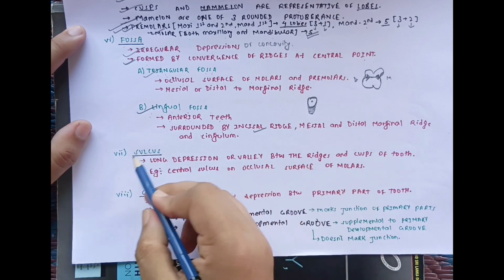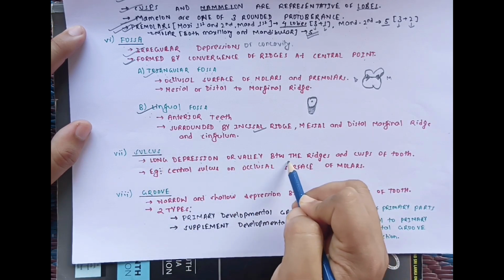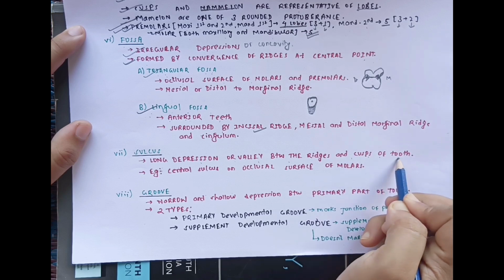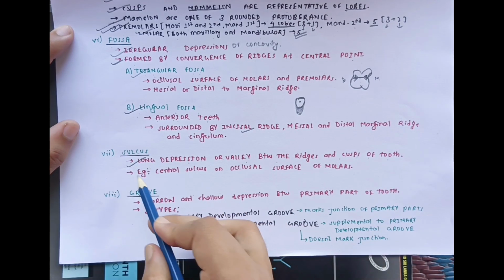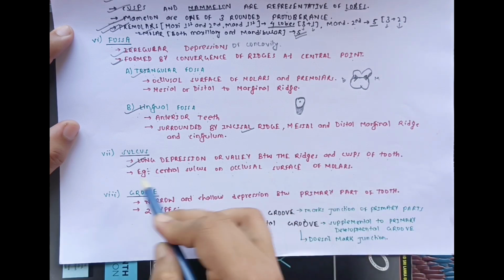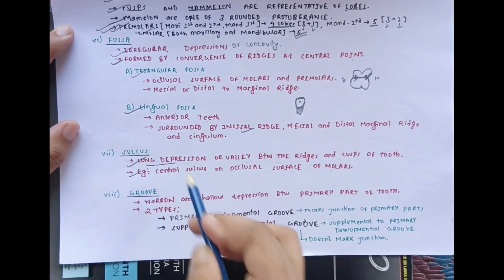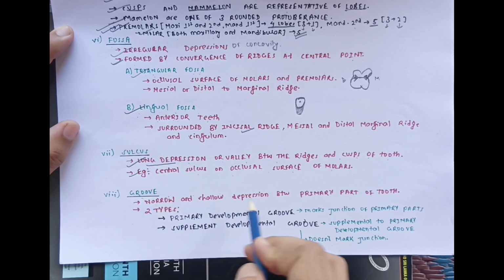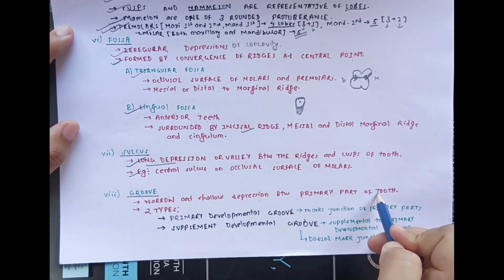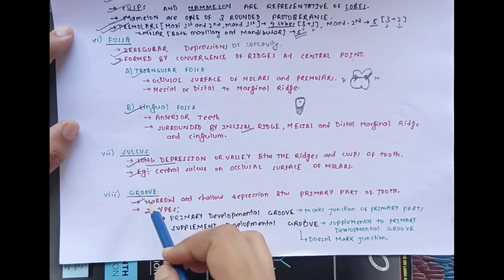Now I will move to the sulcus. A sulcus is a long depression or valley between the ridge and the cusp of the tooth. I have written an example: central sulcus on the occlusal surface of the molar. So sulci are long depressions, and the grooves are narrow and shallow depressions between the primary parts of the tooth. Grooves come under the sulcus; a sulcus usually contains those grooves.